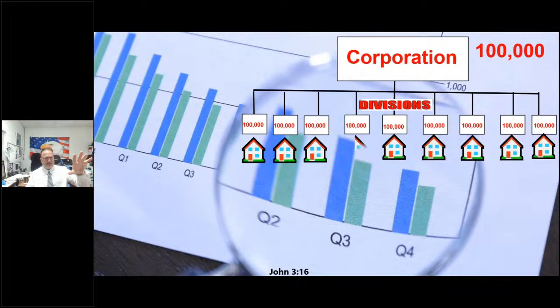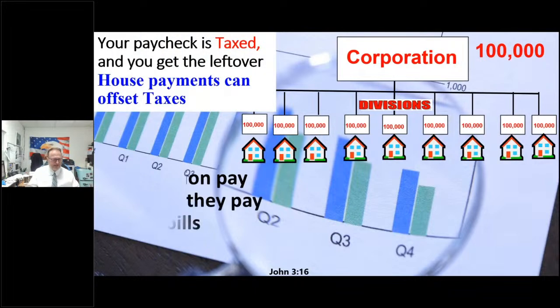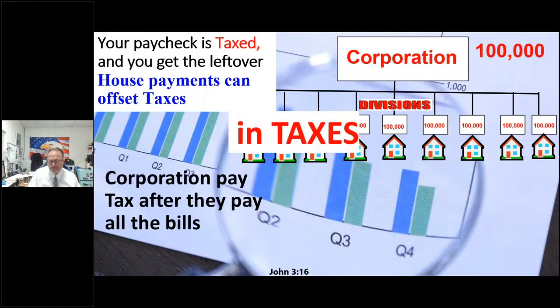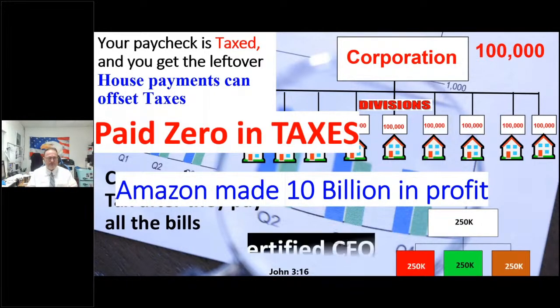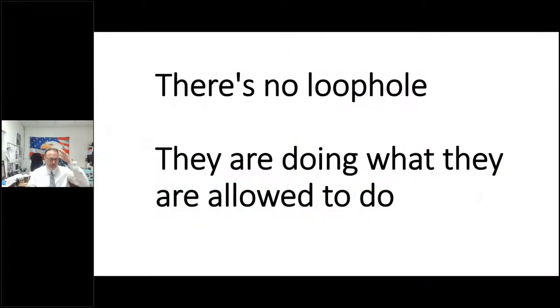House payment offsets the taxes. Amazon didn't want to pay tax on the first 10 billion. They don't pay tax on 3 trillion now too. See, there's no loophole. They're doing what they're allowed to do. It's that simple.